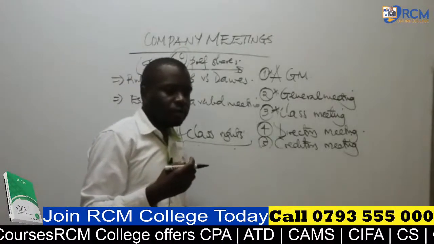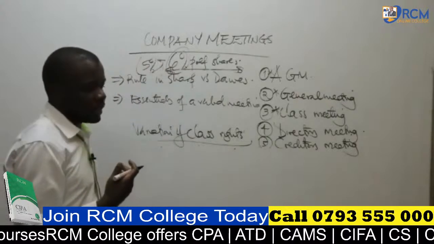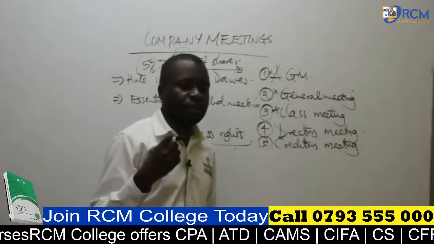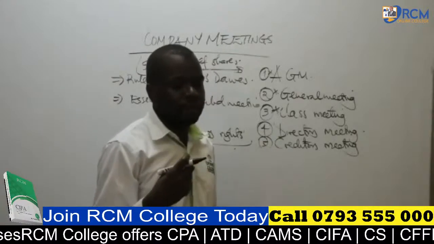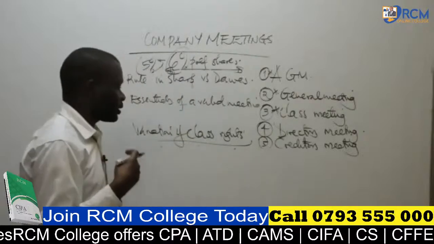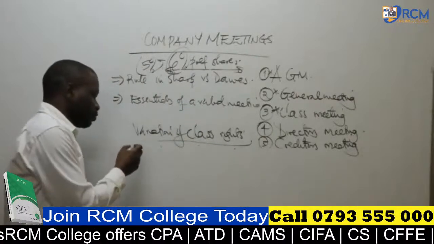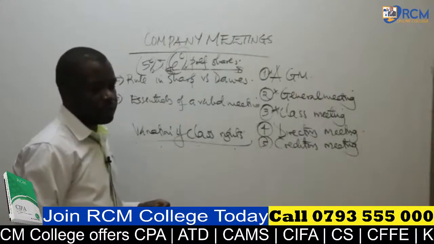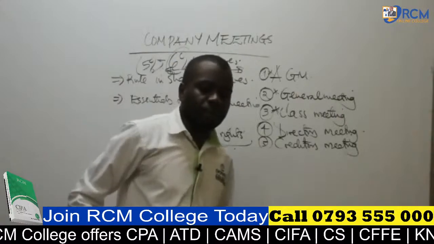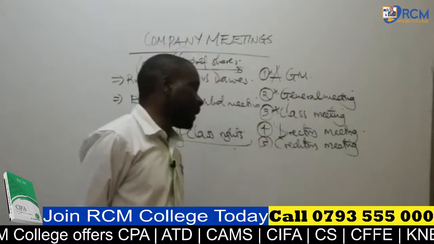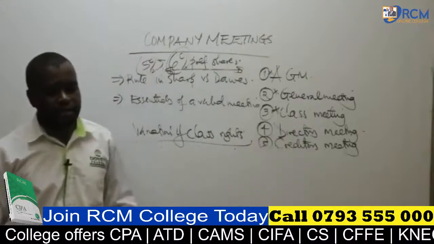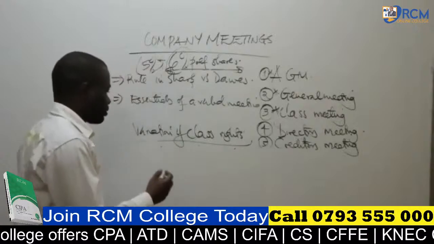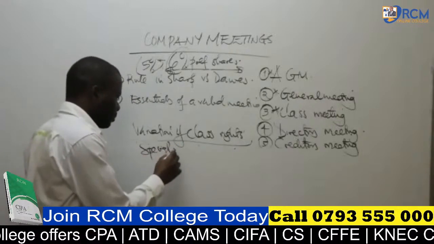When you're talking about, for example, the voting rights of ordinary shareholders in the company, if these rights are to be varied by the company, it can only be approved by members of that class of shares. They must be able to approve it before the company can proceed to vary the rights of that class of shares. So the members of that class of shares will convene a class meeting, and at that class meeting, they'll pass what we call a special resolution.